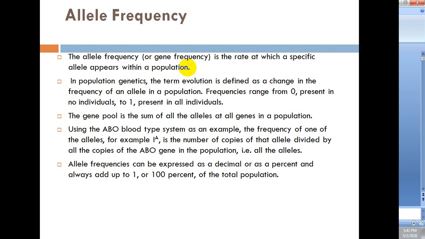You can better understand this by using the ABO blood group. The frequency of one allele, for example IA, is the number of copies of that allele divided by all the copies of the ABO gene in the population, that is, all the alleles. Allele frequency can be expressed as a decimal or as a percent, and always adds up to 1 or 100% of the total population.